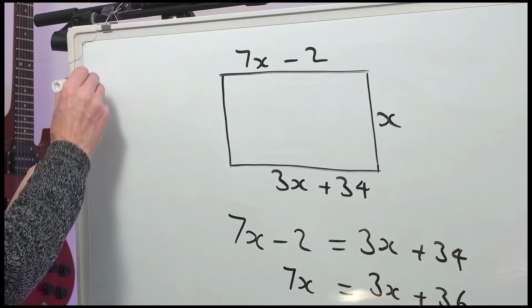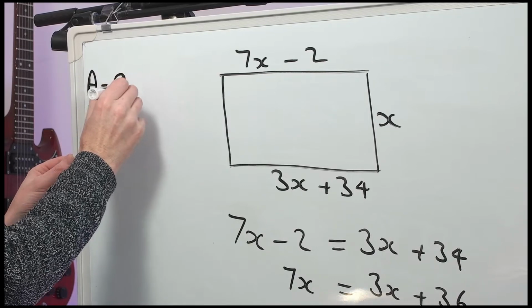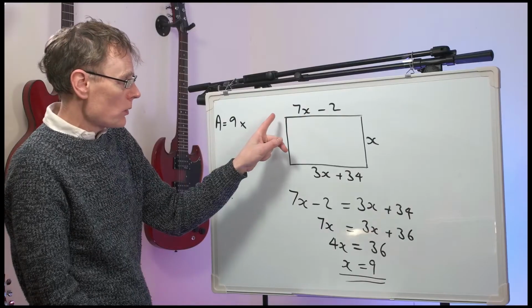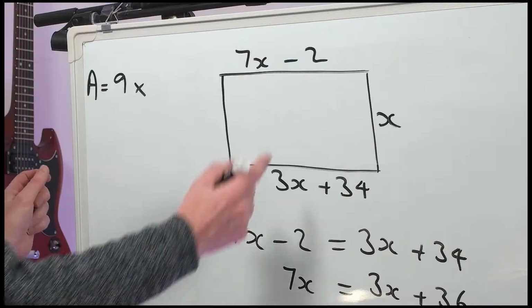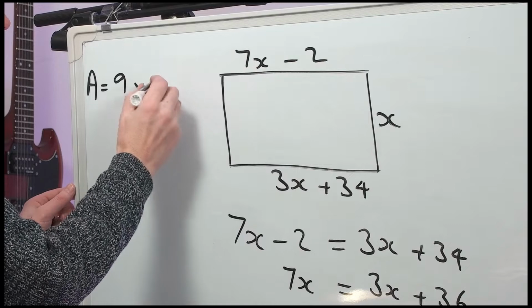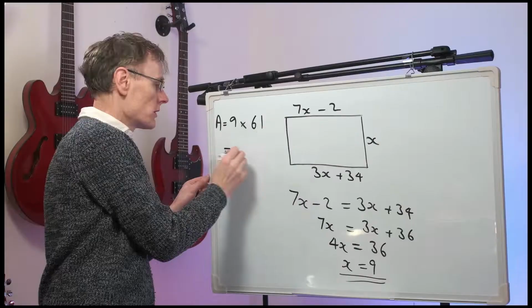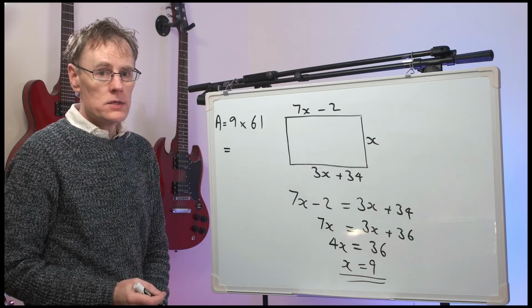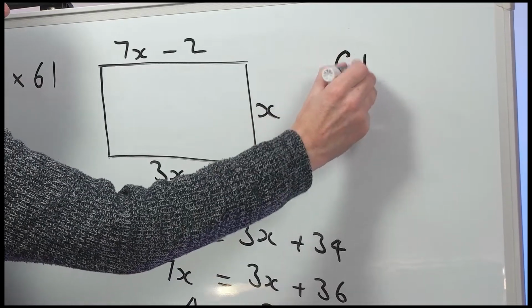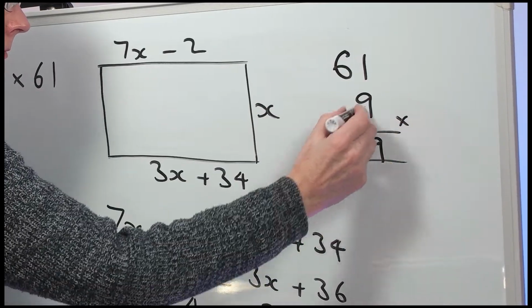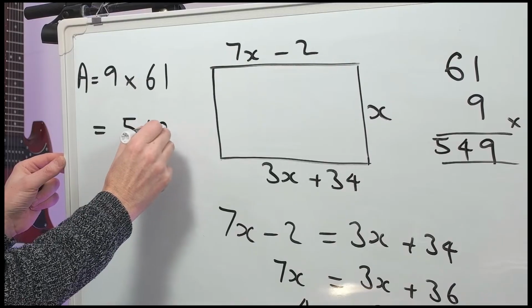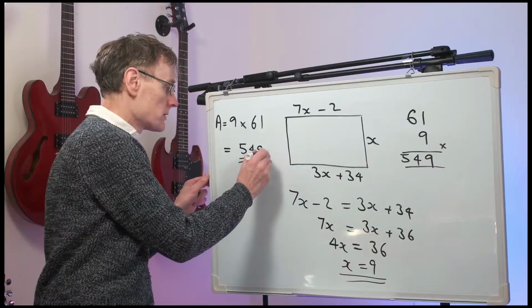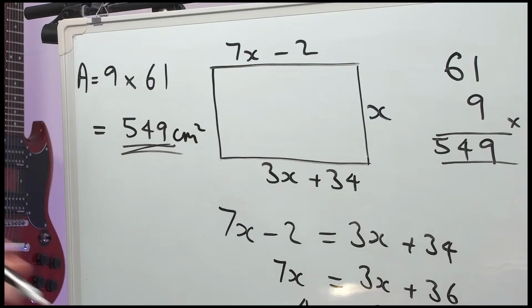So the area is going to be 9 times, well, what's this length now? 7x. 7 9s are 63, 62, 61. So the area of that rectangle is going to be 9 times 61, 549 centimetres squared, assuming these lengths were in centimetres.